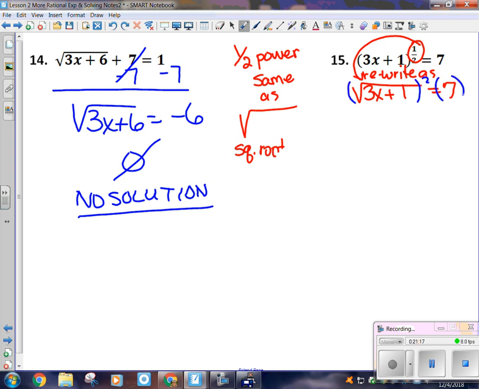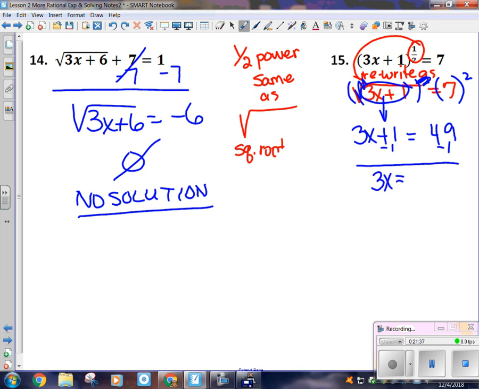Square both sides. 3x plus 1 comes out, because a square root and a square cancel, equal to what? 49. 7 times 7 is 49. Subtract 1 from both sides. 3 times x is equal to 49 minus 1, 48. Now what? Divide by 3. So x is equal to 16.